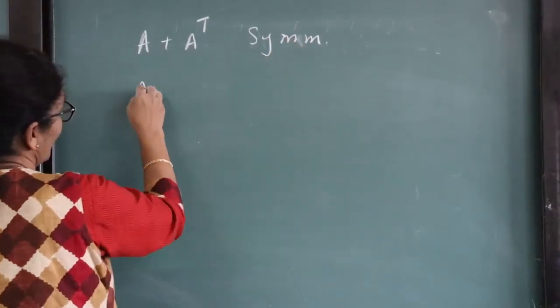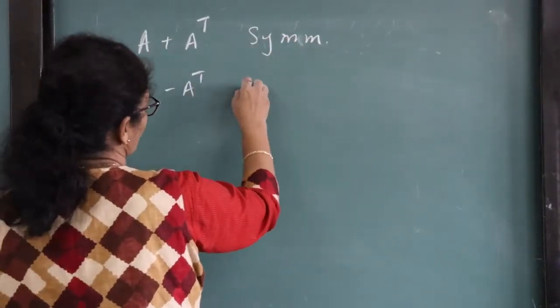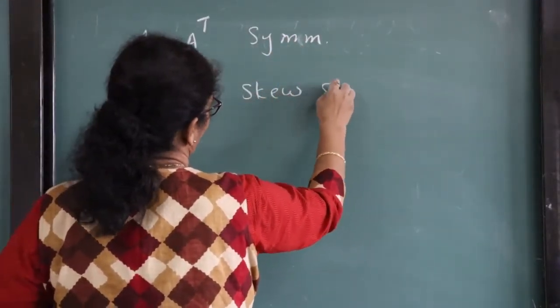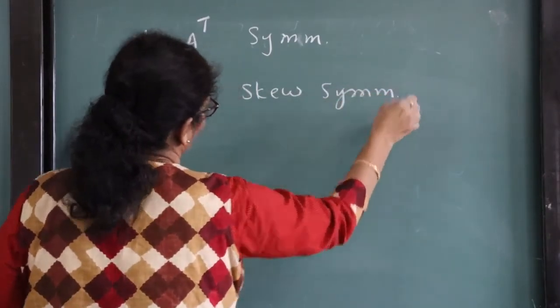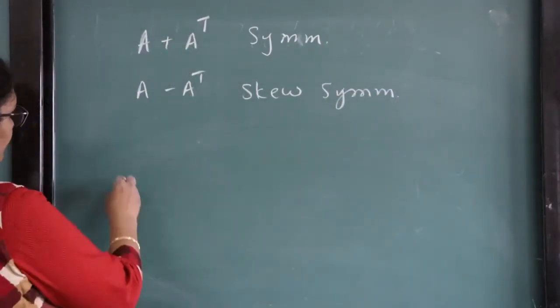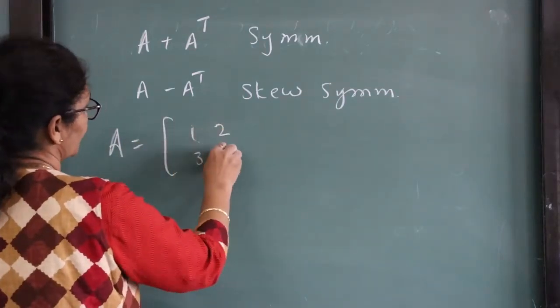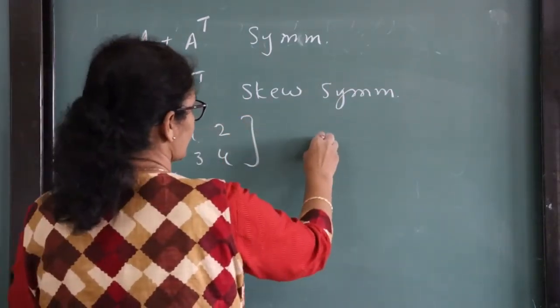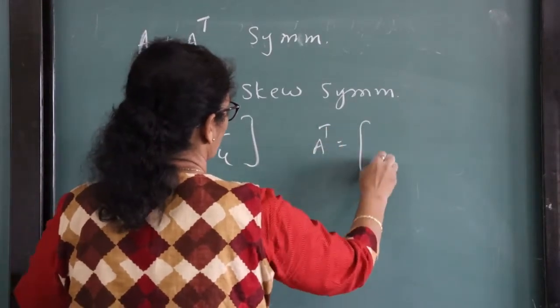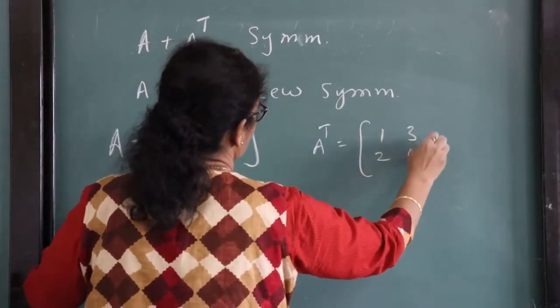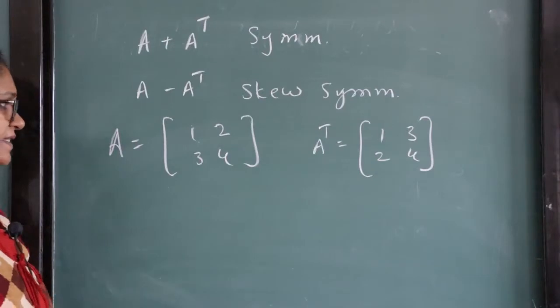And second, A minus A transpose is always skew symmetric. Now let's start with one example. We are taking matrix A as 1, 2, 3, 4. Now let me write its transpose. So 1, 2 as a column and 3, 4 as a second column.